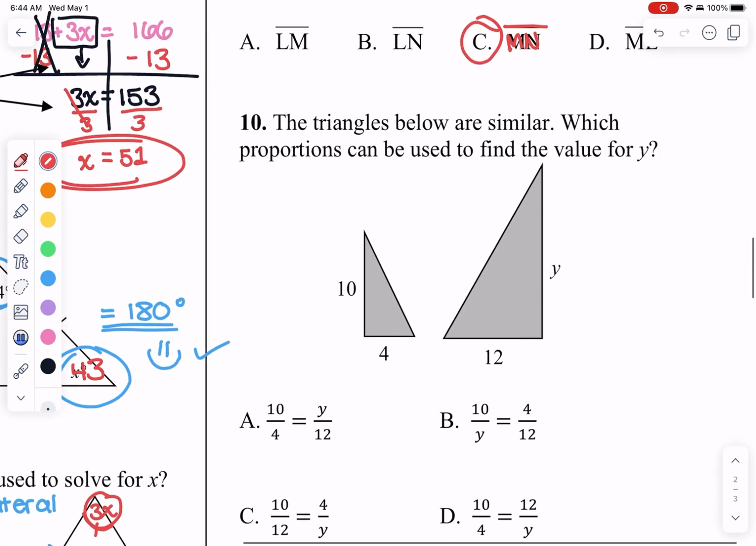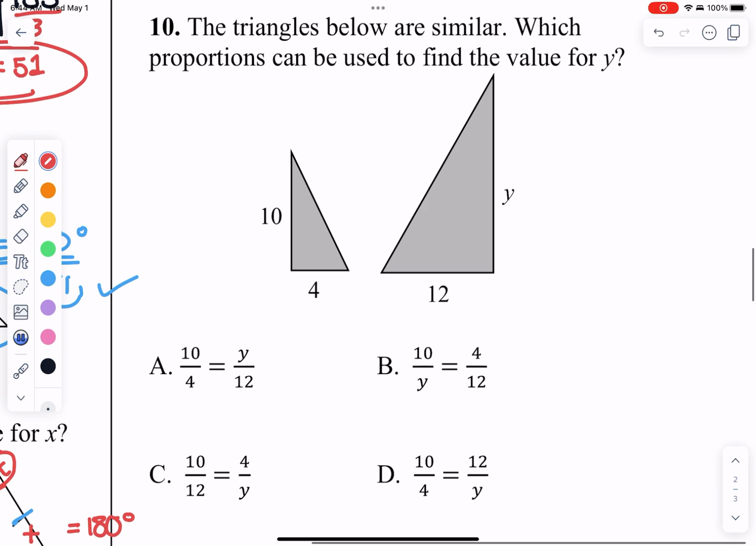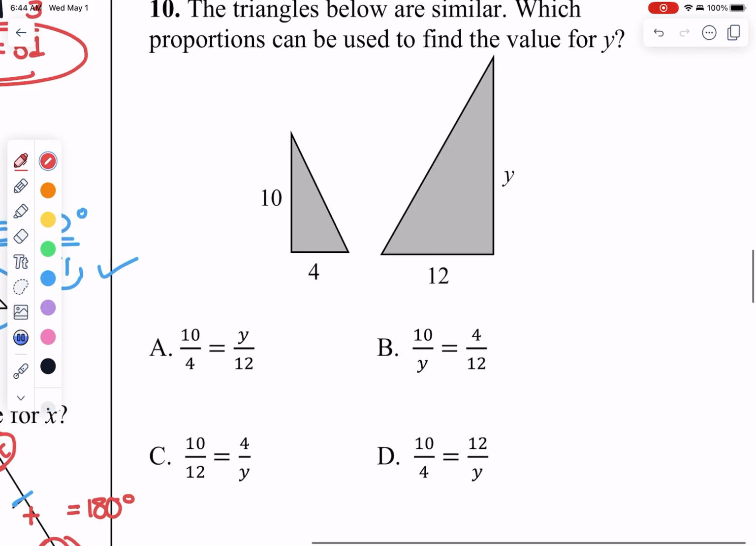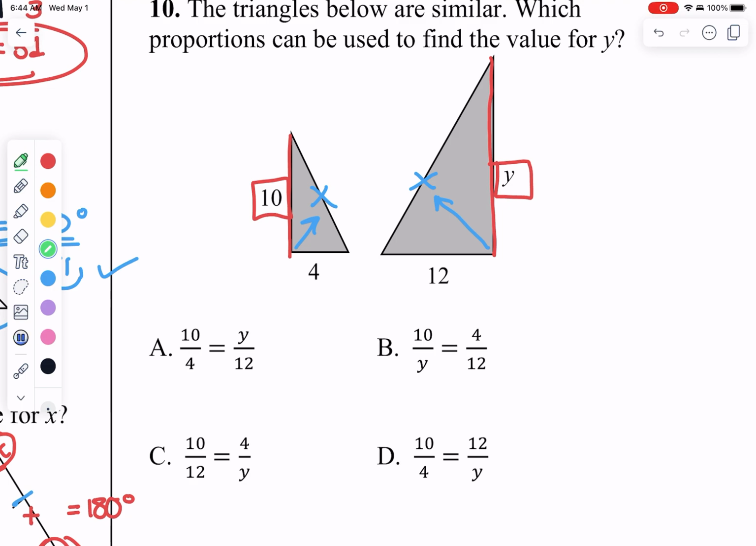Number 10 says the triangles below are similar. Which proportions can be used to find the value for y? All right. So this is where we need to make sure that we are creating proportions that relate the correct sides. Okay? So right off the bat, I know that 10 and y match up with each other because they're these long sides, the long legs that are not the hypotenuse, right? We are not using the hypotenuse of either triangle. So 10 and y correspond because they are the long sides, which means that 4 and 12 correspond because they are the short sides.